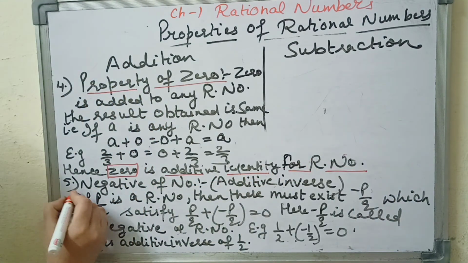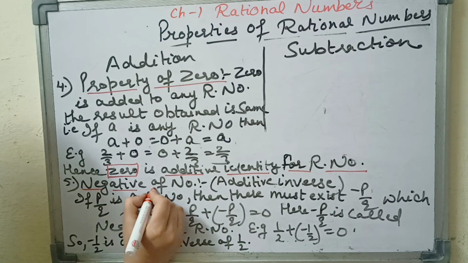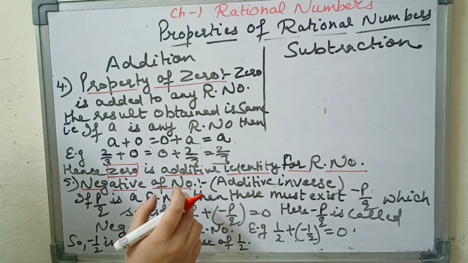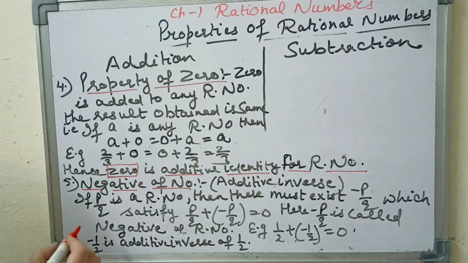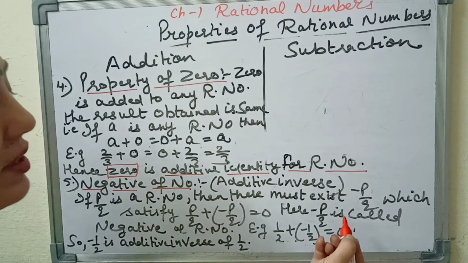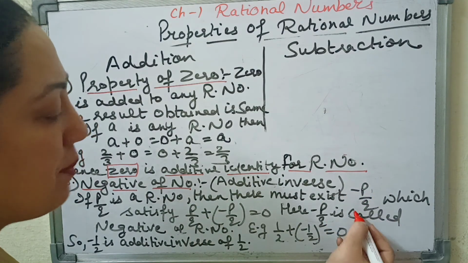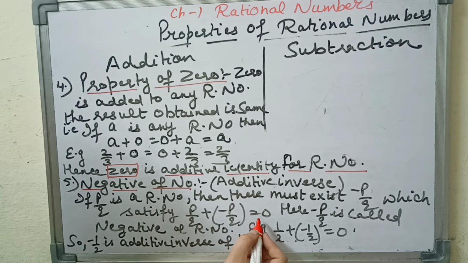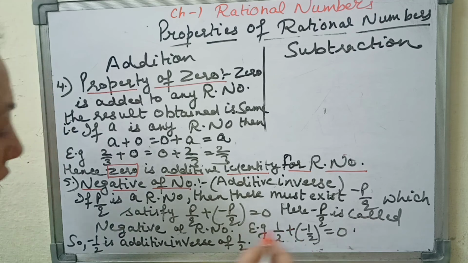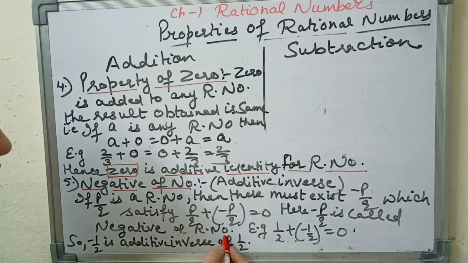Now, next is negative of a number. Everybody knows what the negative of a number is. It is also known as additive inverse. See here, if P over Q is a rational number, then there must exist a negative, minus P over Q, which satisfies P over Q plus minus P over Q equal to 0. Here, minus P over Q is called the negative of a rational number.